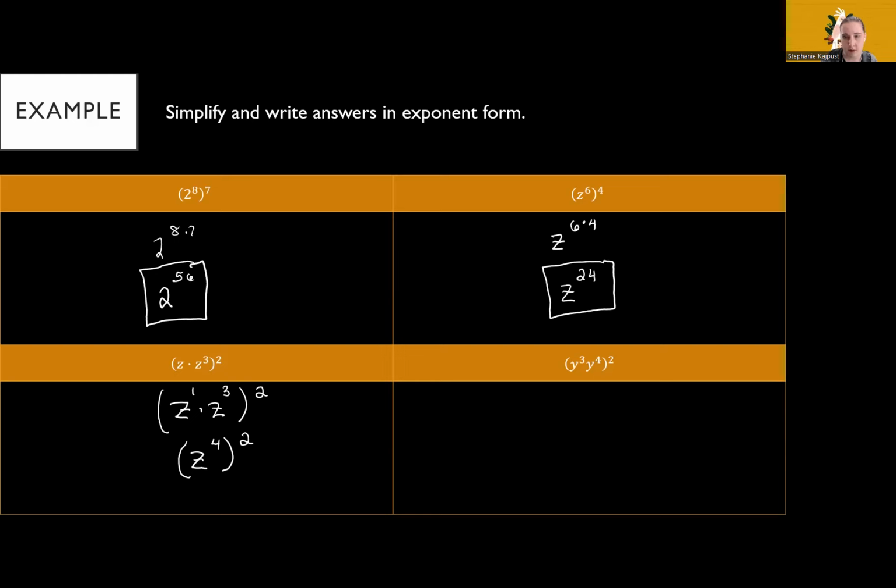So order of operations, we did what's inside the parentheses first. We've simplified that, so now we've just got z to the fourth inside. Now we can do the exponent part of the order of operations, which means you're multiplying those exponents together. So 4 times 2 is 8. So you get a final answer of z to the 8.